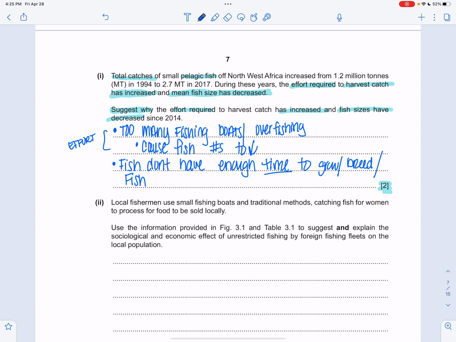And this is all within the same mark. The slashes mean you could write this or you could write that. I don't want to say don't. The fish aren't caught or are caught before they reach sexual maturity. Or something to reference like the reproductive age.